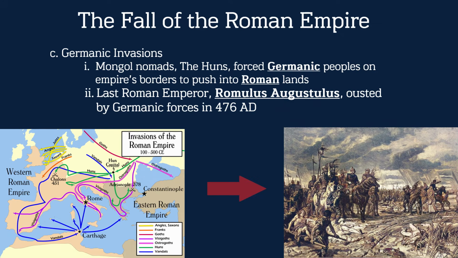The Eastern Roman Empire is much more secure, much more stable. They don't have as many invasions, and the Mongols, the Huns, and all those that invade the West, the Germanic people, are going to be pushed further and further into the Roman lands. Rome is going to fall apart and crumble, and the last Roman emperor, Romulus Augustulus, is ousted in 476 AD.